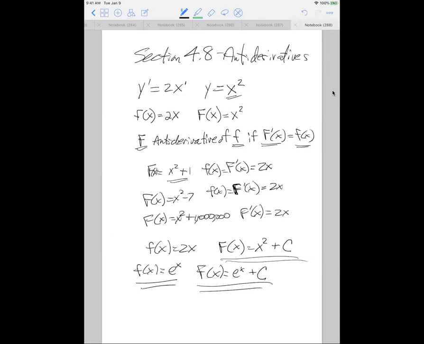Let me give another one. What if I had this? f of x, little lowercase f, equals 1 over x. What did I take the derivative of to get 1 over x? Yes, I heard three of you: ln of x. No, there were more of you than that. Your voices were all in harmony. But yes, that's correct. It's capital F of x equals the natural log of x.